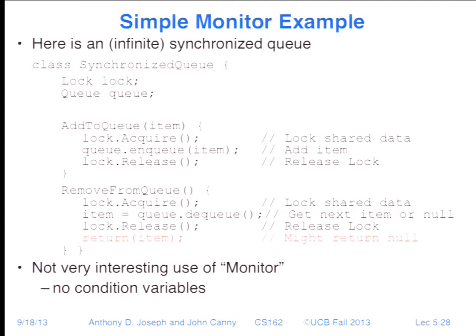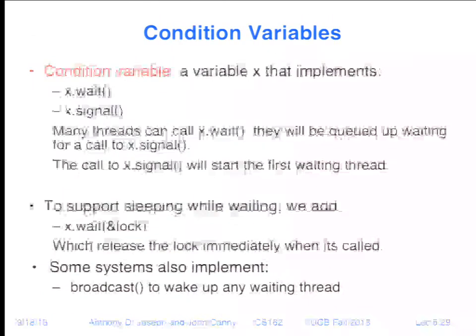And basically, the risk is that we'll actually end up spinning on one of those locks. So we'd like to not have the consumer, who's, say, removing from the queue, spinning if there's nothing for them to consume.